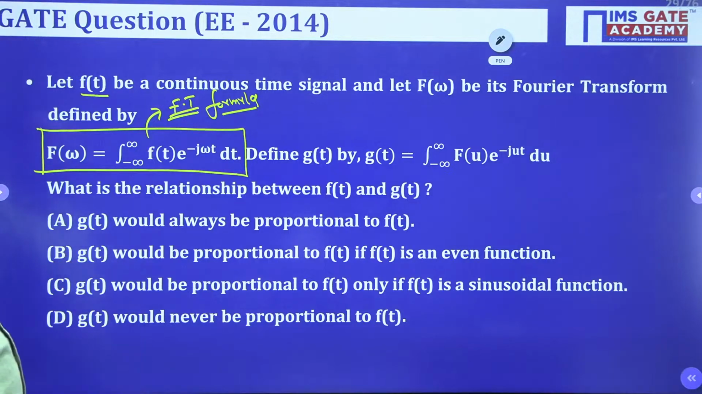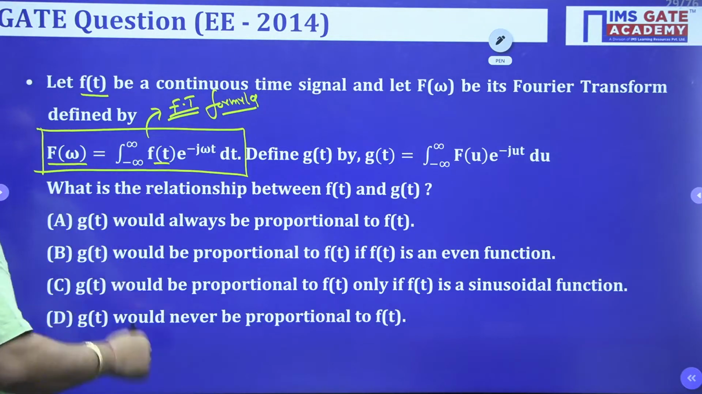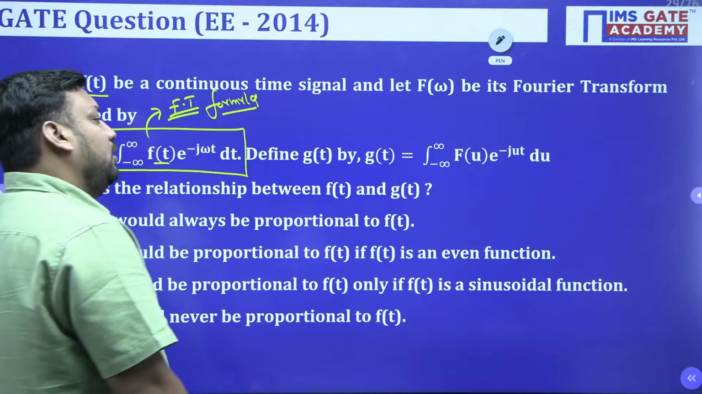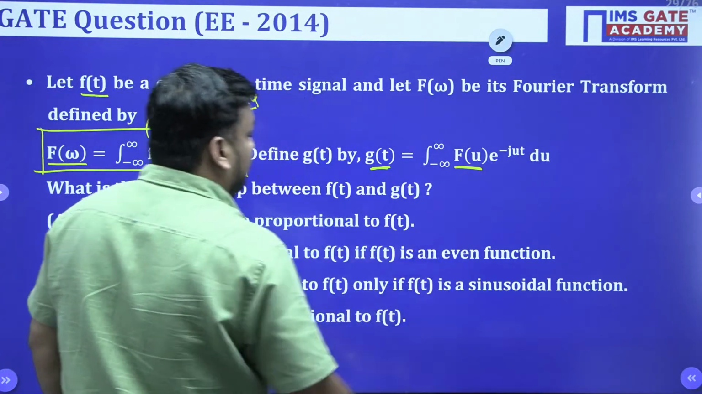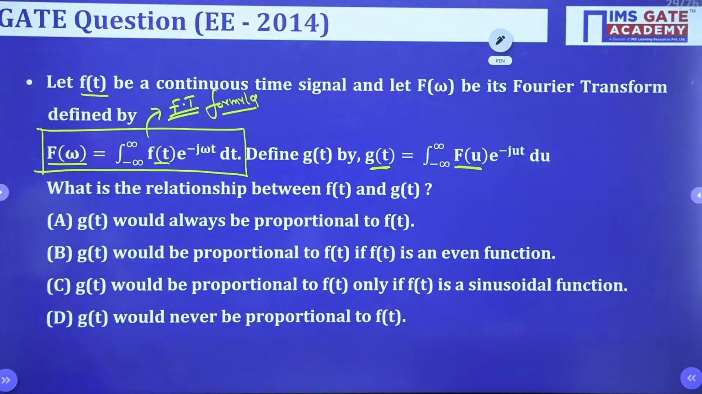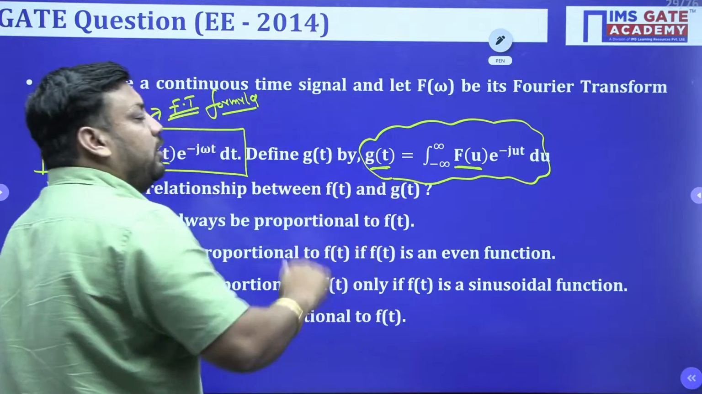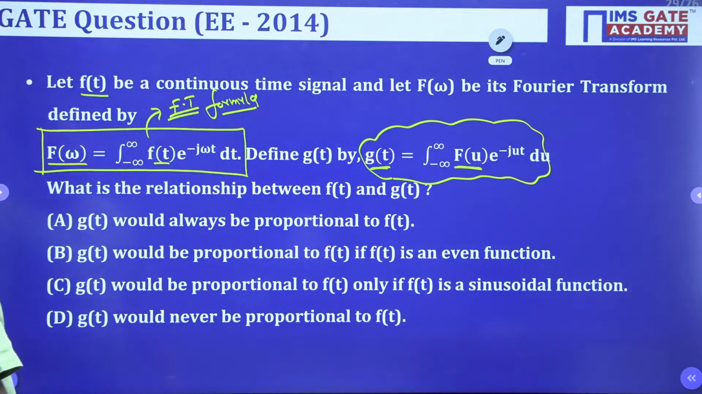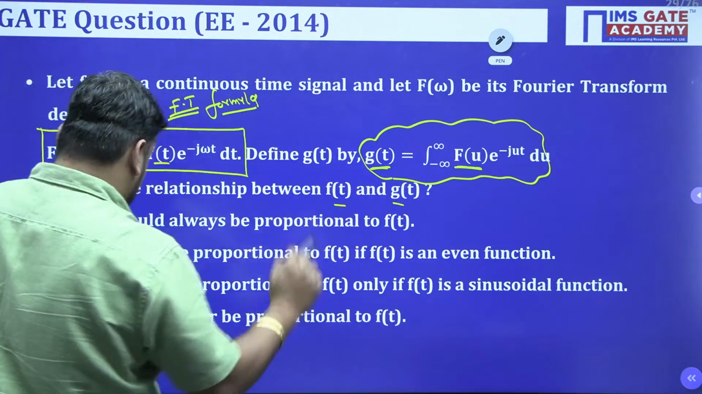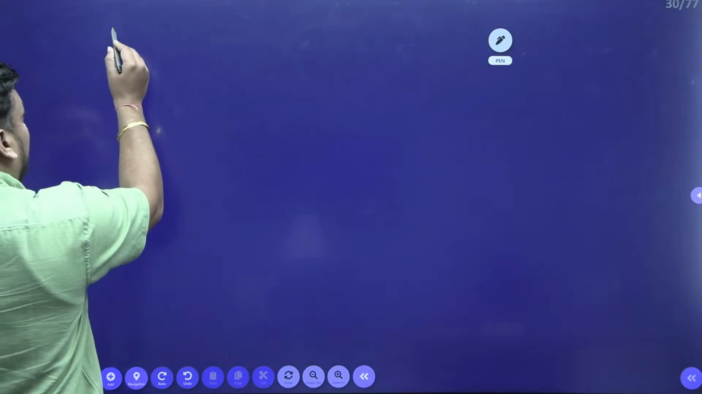And here you will get to know that, sir, here is capital F(omega), here is small f(t). And what you observe here is that small g(t) is outside and capital F inside, and the variable we can change. So this expression reminds us to write at least the inverse Fourier transform formula, and after that we will compare the equation. The examiner is asking the relation between f(t) and g(t), we will find the relation. But before that I am just writing the formula.